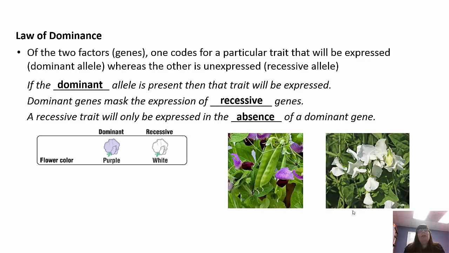So remember, we have two alleles. Everybody gets two genes, one from mom, one from dad. So we have flower colors. Purple is dominant, white is recessive. So purple will always be seen as long as that purple allele is present. So whether there's two purple alleles or whether there is one purple allele and one white allele, those flowers will be purple. White flowers come from the presence of two white alleles, so no purple at all.